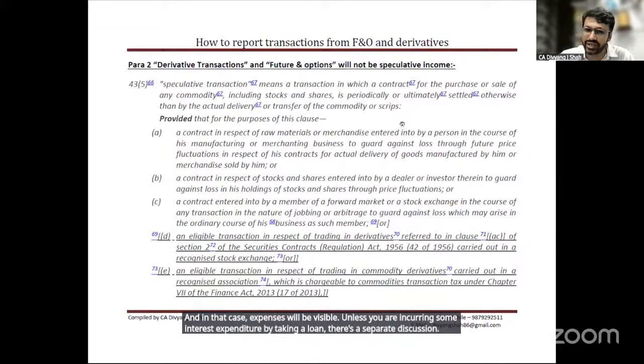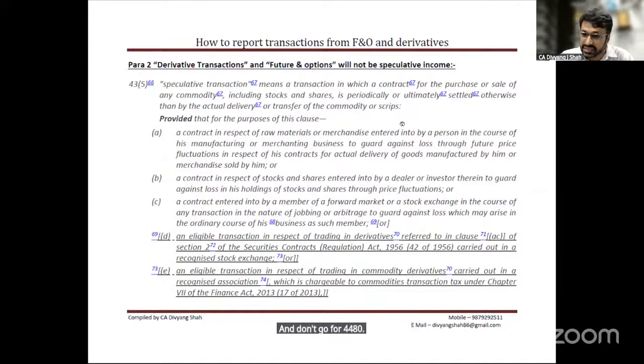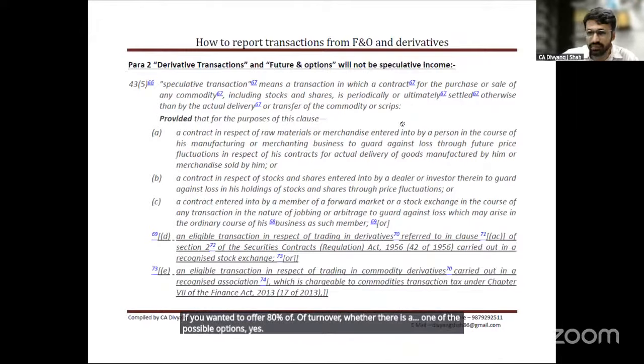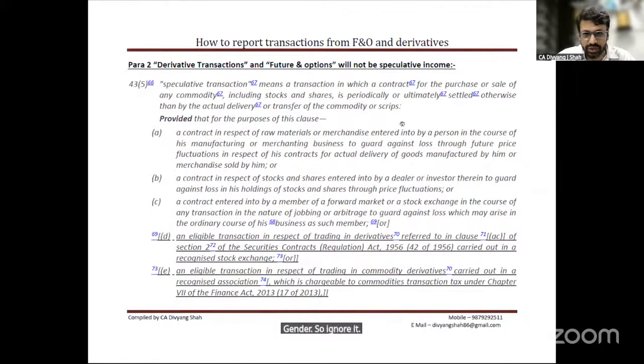So I would suggest, to avoid litigation, offer the actual profit and don't go for 44AD. Still, there is no clarity, agreed. If one wanted to offer 8% of turnover, whether it is one of the possible options, yes, but a quite risky option, because I don't think that will be agreed by the AO or any appellate channel. So ignore it. I'm moving to the next question, from Mitesh.